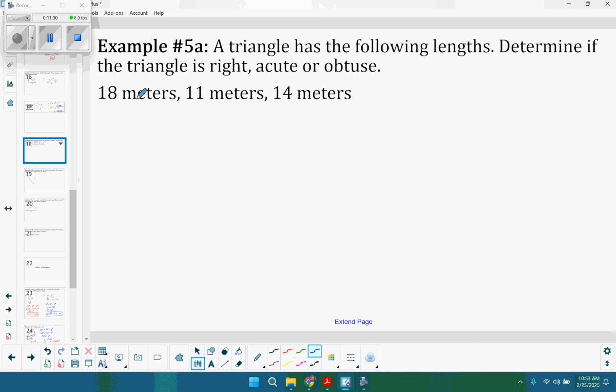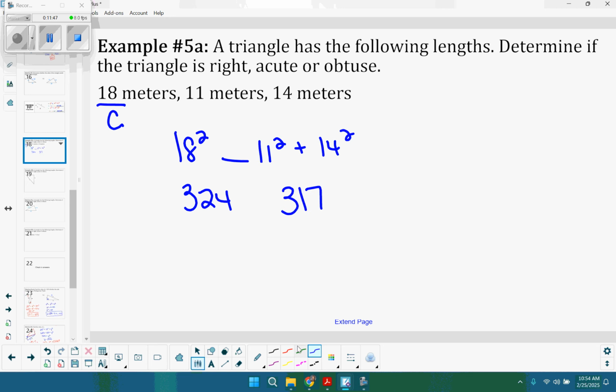So for example, 5a, my biggest side is 18, so that's my c. So I'm going to do 18 squared is something to 11 squared plus 14 squared. So 18 squared was 324. 11 squared plus 14 squared is 317. So 324 is bigger than 317. So greater than makes it an obtuse triangle.